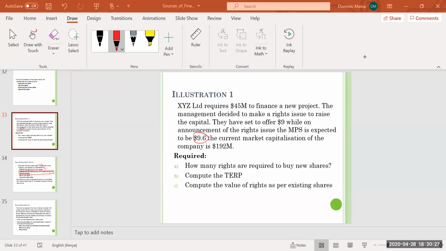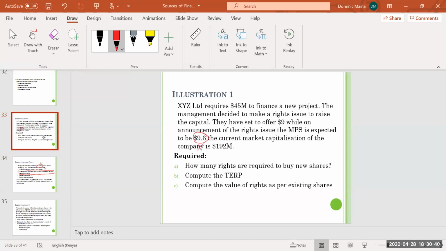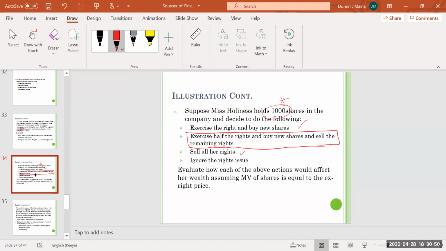You're saying that the issue was the current wealth of this investor. You say that she has 1,000 shares, and currently one share, as we saw last week, was going for 9.6. Therefore, the current wealth, as mentioned, is 9.6 multiplied by 1,000. We were evaluating the first alternative: exercise the right and buy the new share.